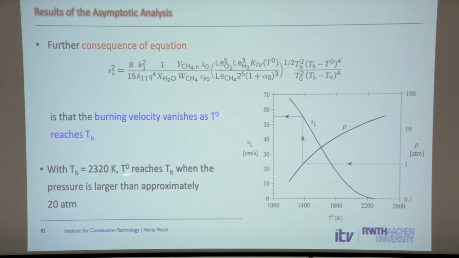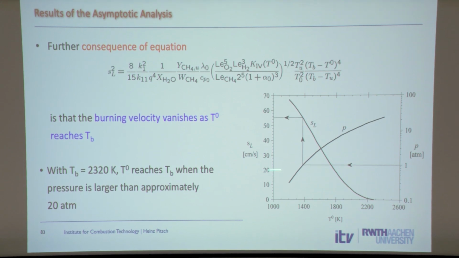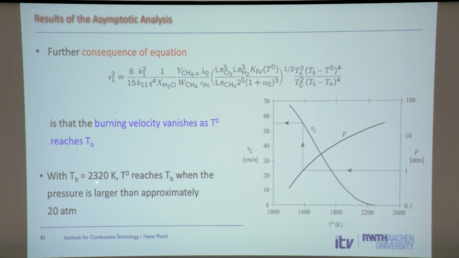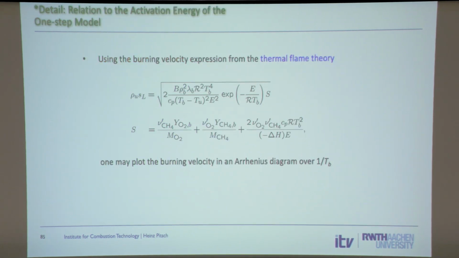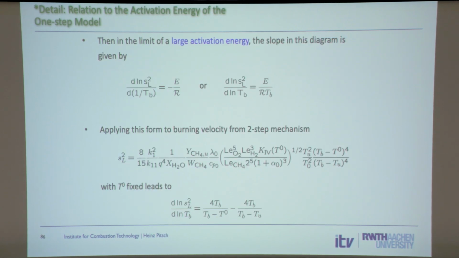And you see here, for example, this is reached at 1 bar at about 2320 here. So we'll look at this later on. For the thermal flame theory, we looked at the time scale that results from this. You can do something similar here.